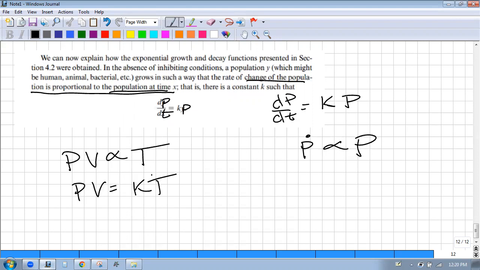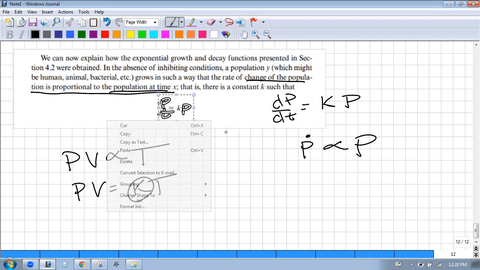This is your proportionality constant. They use the letter K constantly in all kinds of applications in physics. They use the letter K for the spring constant. Pretty much any proportionality constant, they're going to use the letter K. So you can't say, oh, that's the letter K, I know exactly what that is. It always depends on the context, but it's always the proportionality constant.